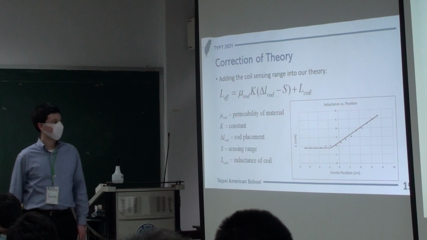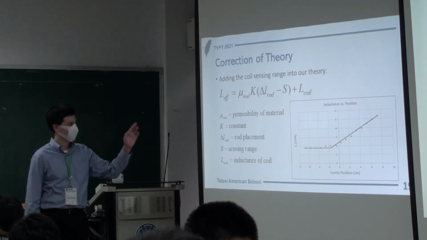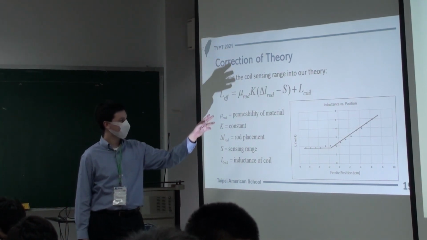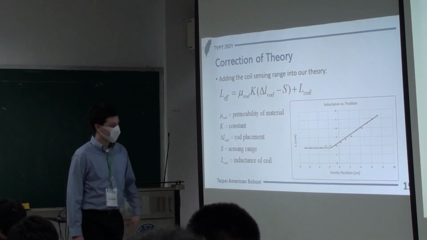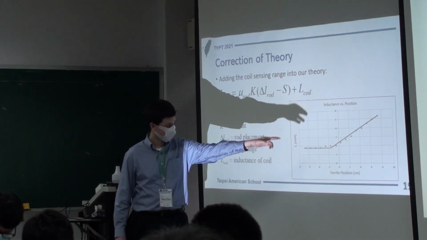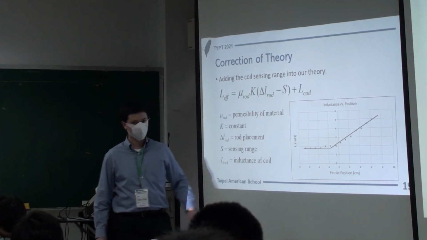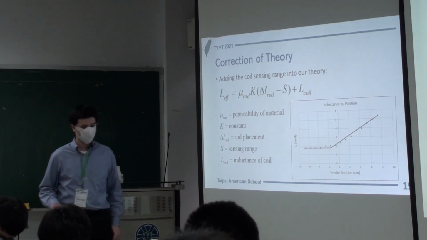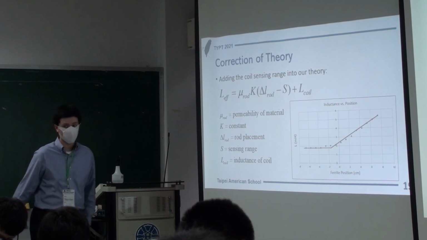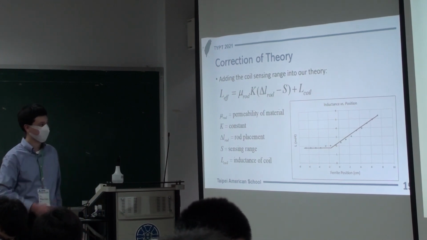So this allows us to correct our theory a little bit. Now we can add the coil sensing range into our theory. We can see the linear increase in inductance now starts before the ferrite is inserted into the coil. And this gives us a better correlation with our experimental results as observed there.